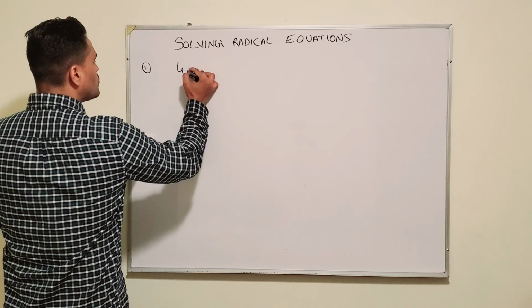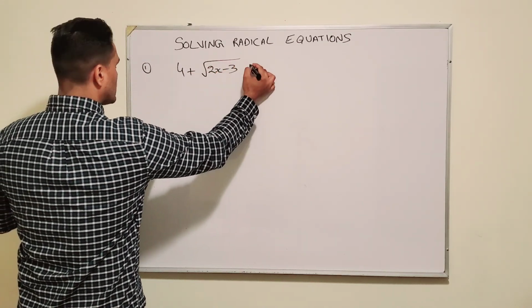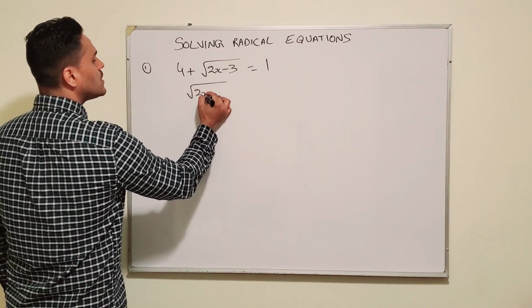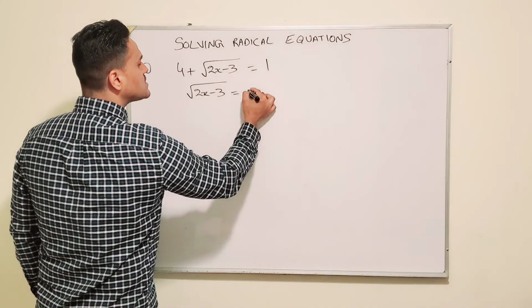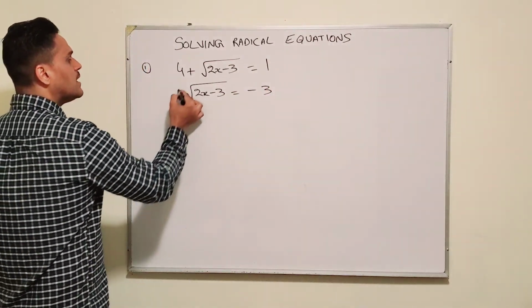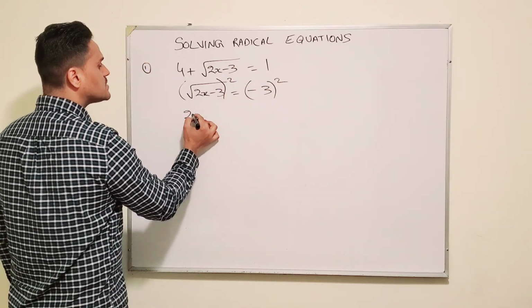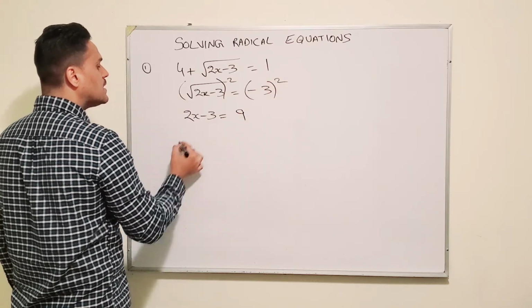In the next question, we have 4 plus square root of 2x minus 3 is equal to 1. Again, we're going to move 4 to the other side. It's going to become minus 4, and 1 minus 4 will be minus 3. We're going to square both sides. This just becomes 2x minus 3. And minus 3 whole square is going to be 9.